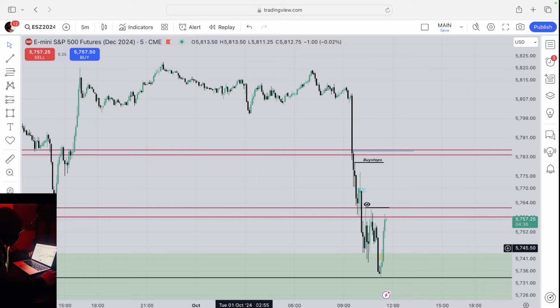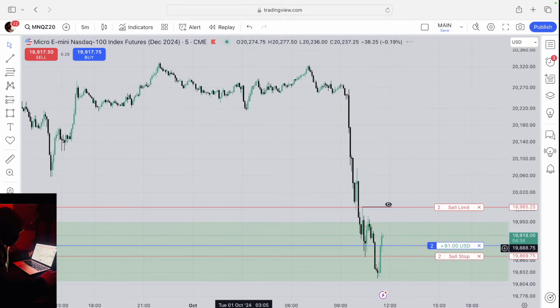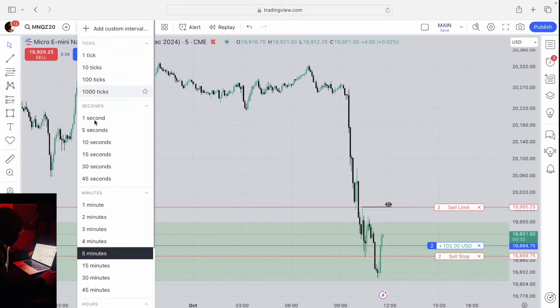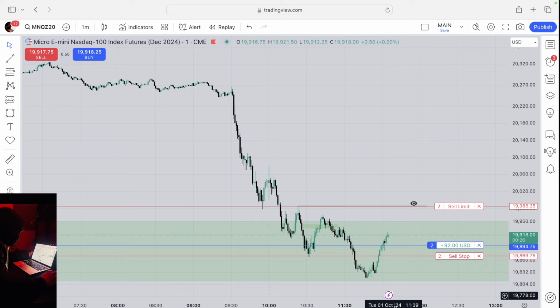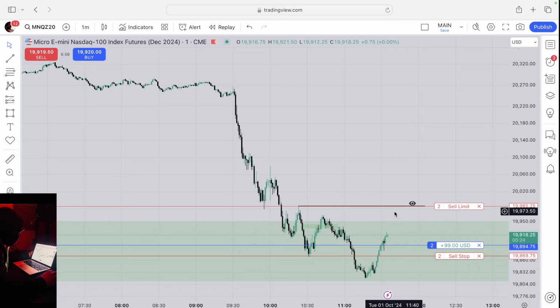So risk is very, very minimal. ES is very, very close to engaging the buy stops, and we're using NASDAQ as an SMT approach, okay? And understanding that there should be speed at this moment. There shouldn't be any more retracements at this point.